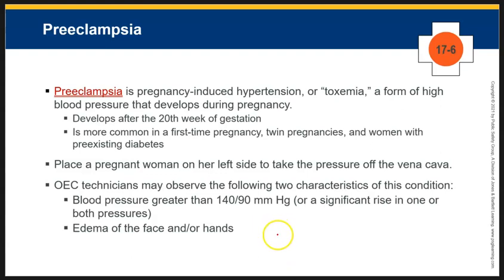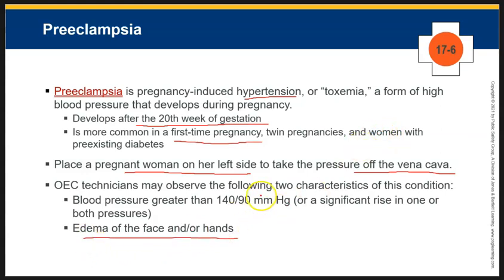Preeclampsia is the next condition to consider, and it's a hypertension. So it's a high blood pressure that develops during pregnancy, and it's after the 20th week of gestation, more common in a first-time pregnancy. One of the things we can do to assist is make sure a woman is on the left side, just because of the location anatomically of the vena cava. The uterus can start to compress that. We take pressure off by putting the patient in a left lateral recumbent position. This may be accompanied by some swelling in the face or hands, but once again, it's this pregnancy-induced hypertension or high blood pressure.